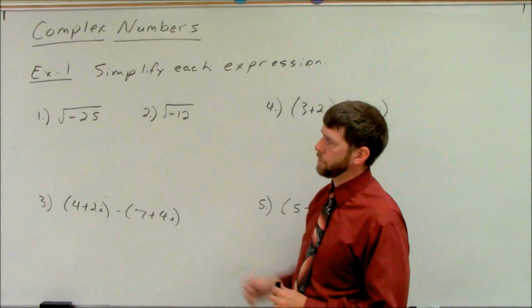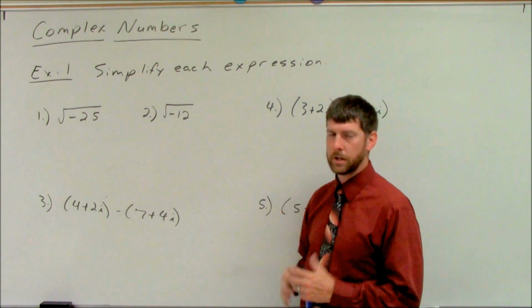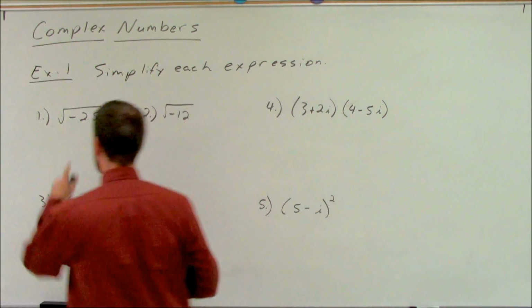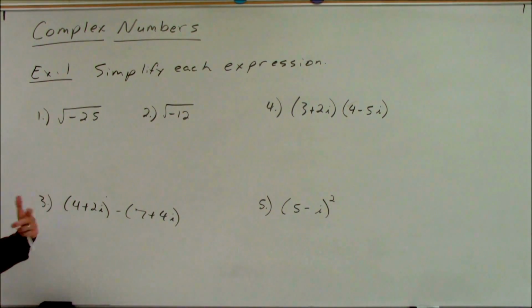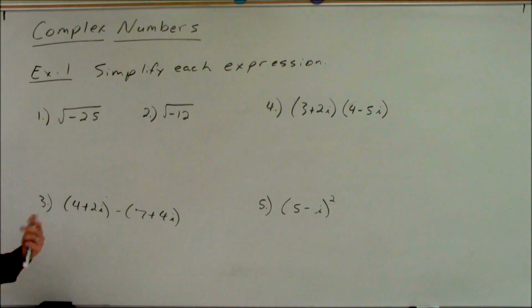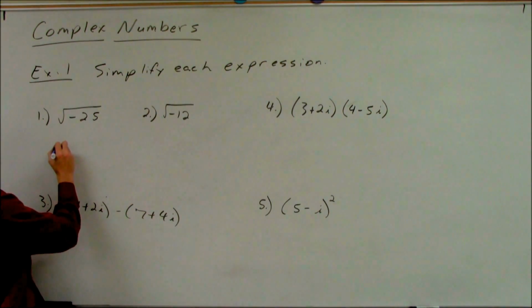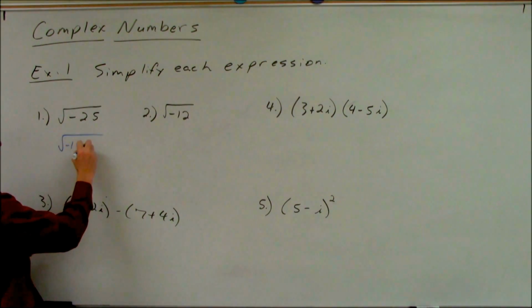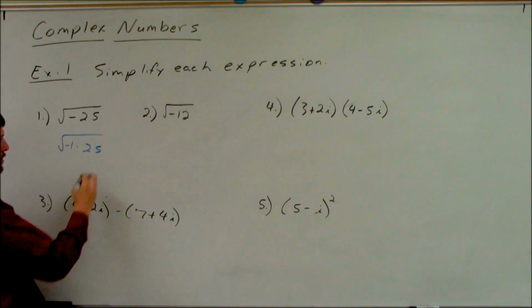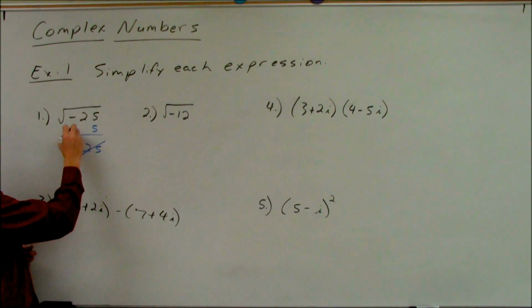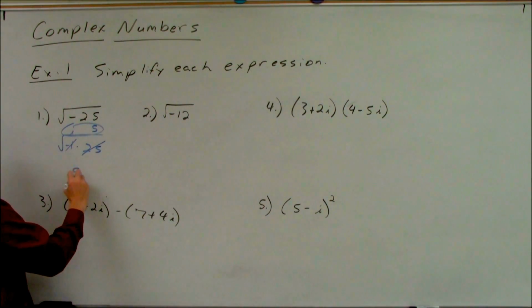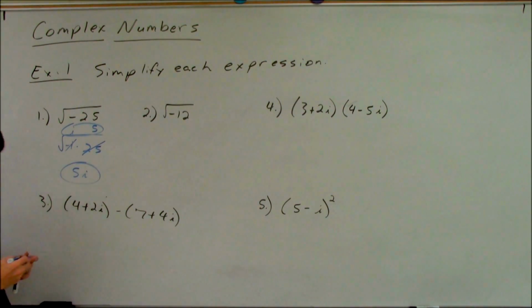Okay, let's do a few operations where we simplify expressions where i is involved. So let's look at number 1 right here. We want to simplify the square root of -25. Well, we know the square root of 25 is 5, and the square root of negative 1 is i. So if we just write it out, -1 times 25. What's the square root of 25? 5. What's the square root of negative 1? i. So 5i is our answer.